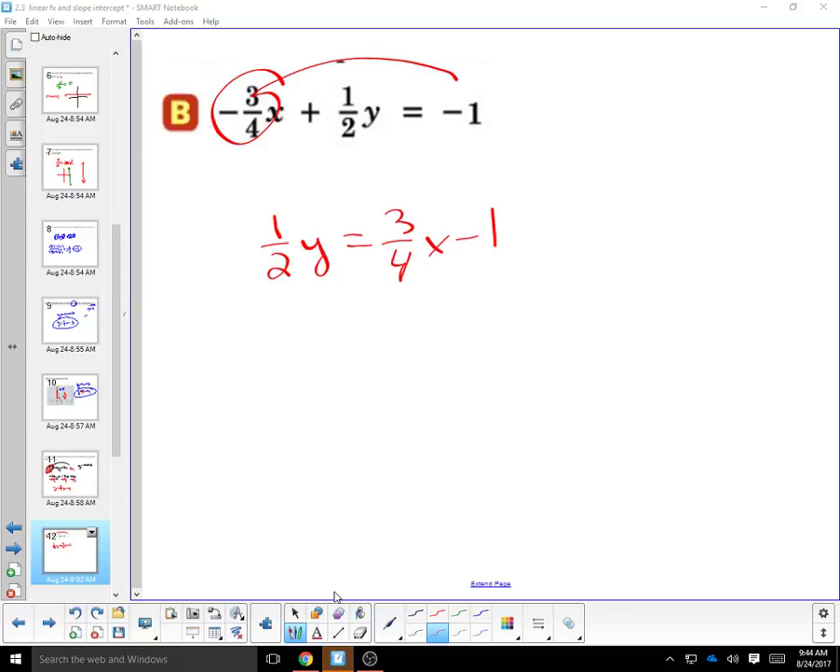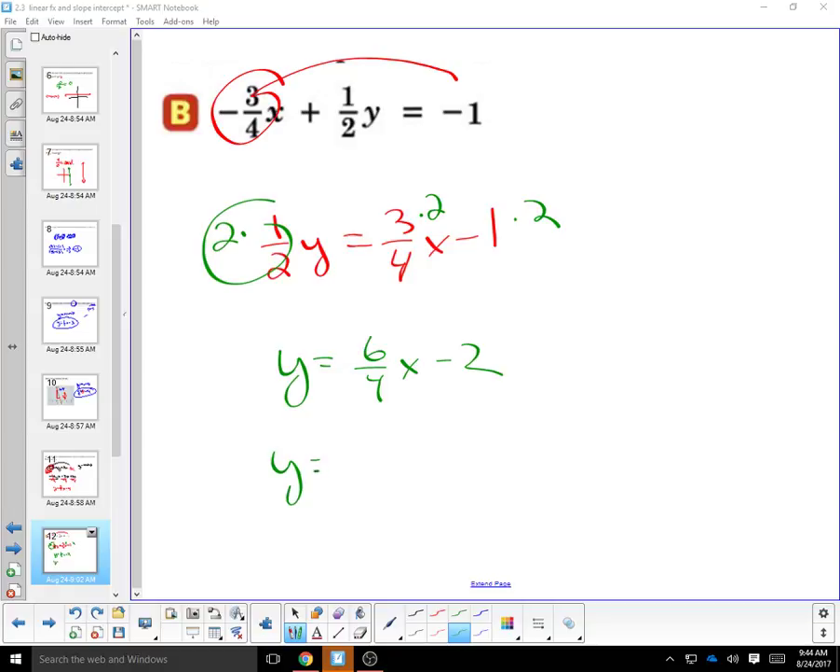There's the first step. I need the y to have a 1 in front of it. So I'm going to multiply everything by 2. Here, here, and there. Then I'm going to have 6/4 x minus 2. All I need to do now is to simplify this fraction. Therefore, y is 3/2 x minus 2. And we're done. Go ahead and write it down.